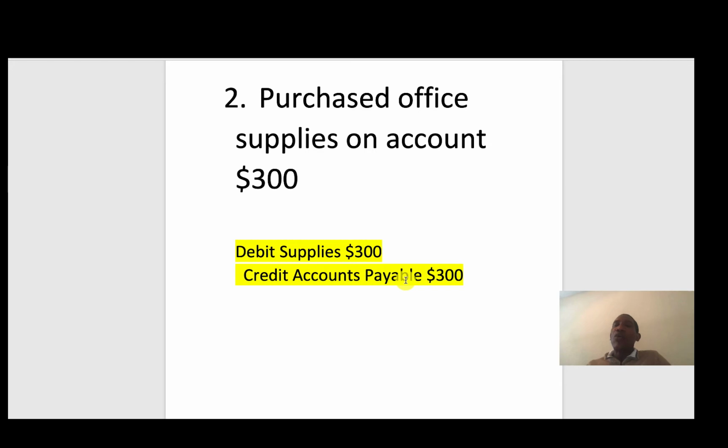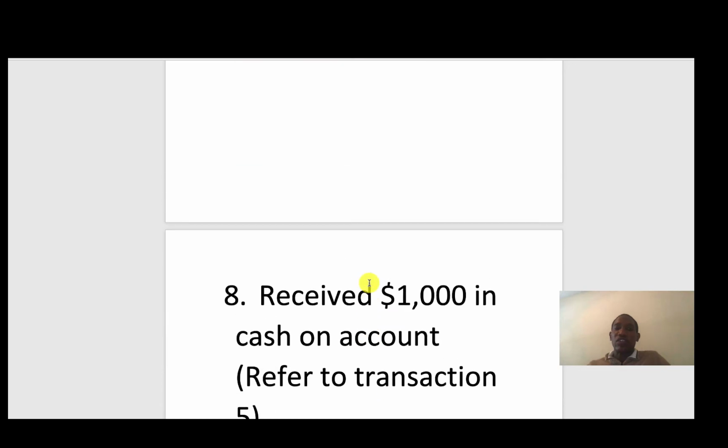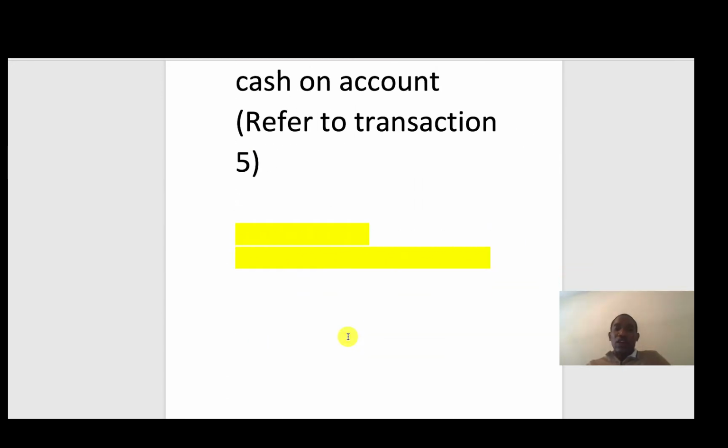And then now when you pay for that item, right, instead of crediting accounts payable, what do you do? You debit accounts payable to get rid of the accounts payable, and then you credit cash. So now we go to transaction 7, and what do you see happens here? We debit accounts payable, right? Because the accounts payable goes down, and we paid cash, and you credit cash. Okay? All right, let's look at 8.